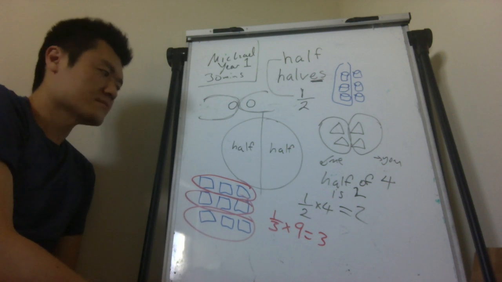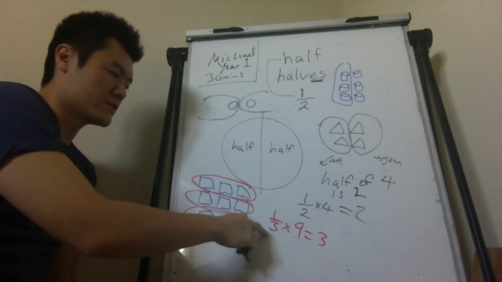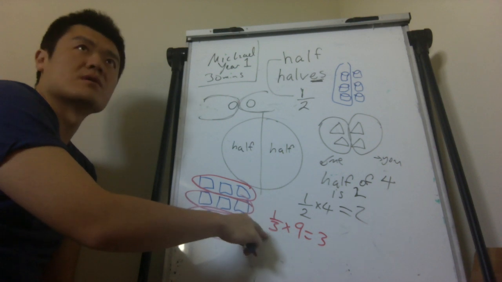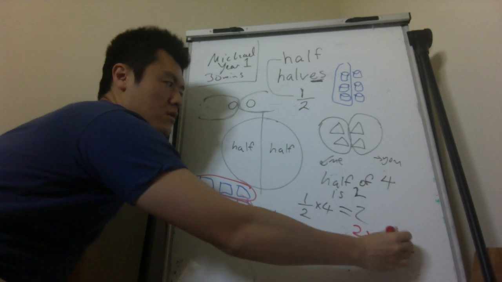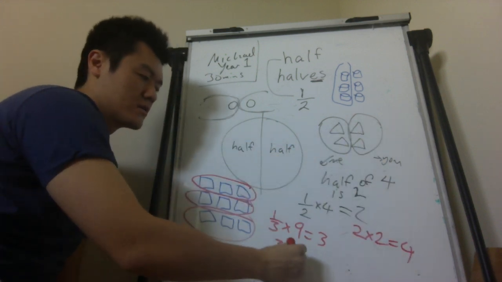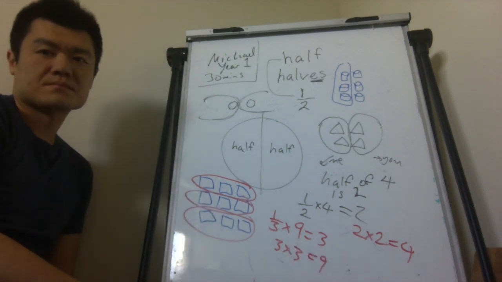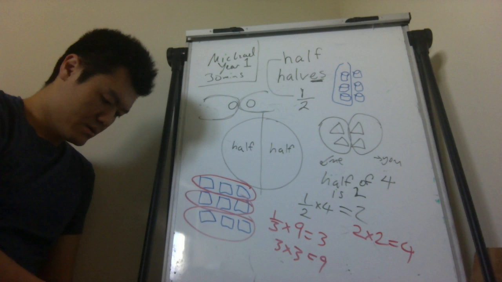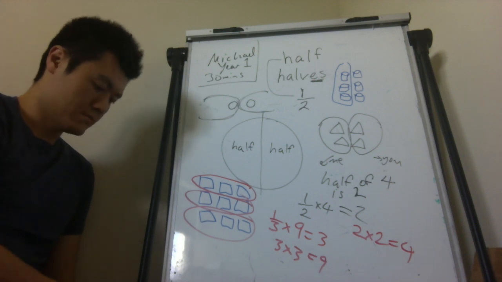Okay. And another way of writing this, of course, if we don't want to take these things less than 1, we can have 2 times 2 equals 4. That's what that is, right? And here's 3 times 3 equals 9, right? Okay. That's interesting.